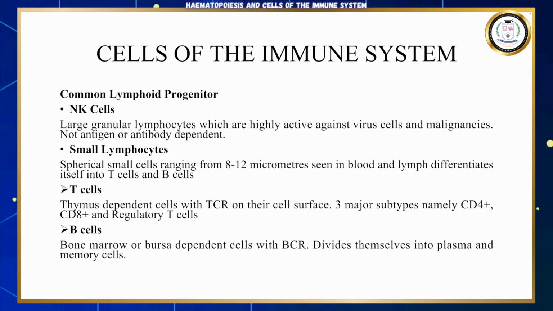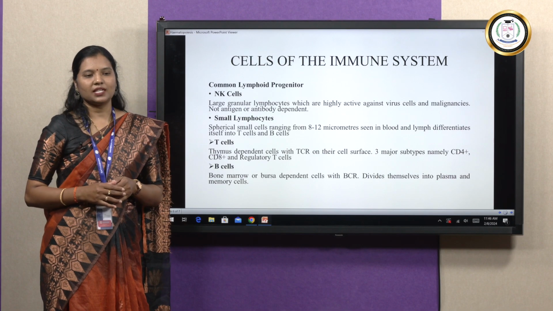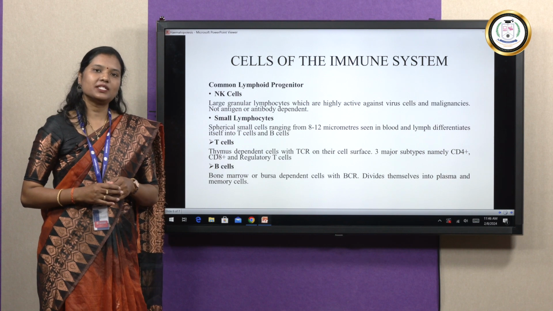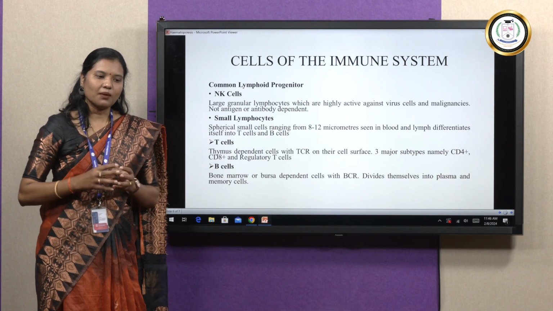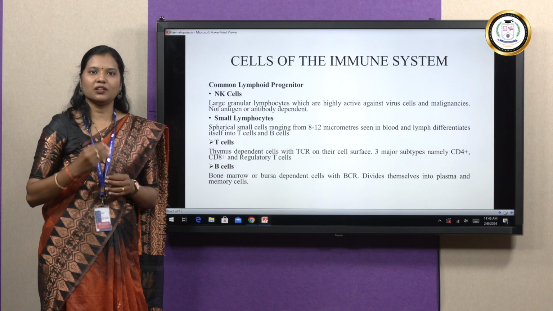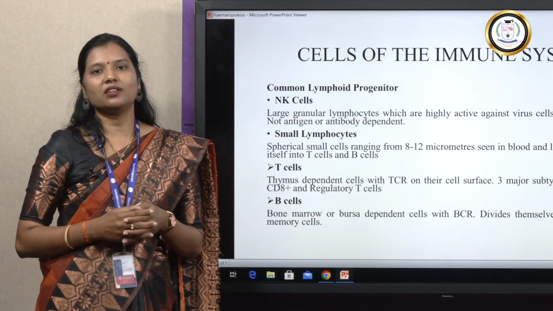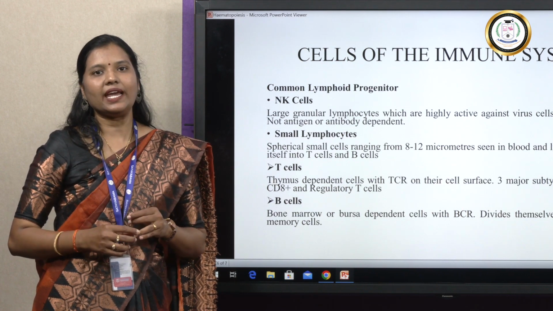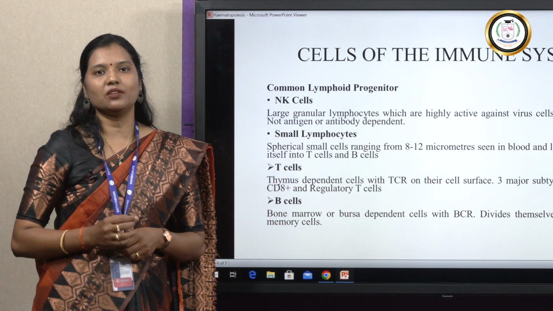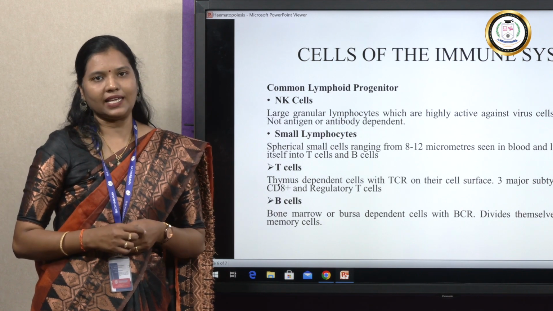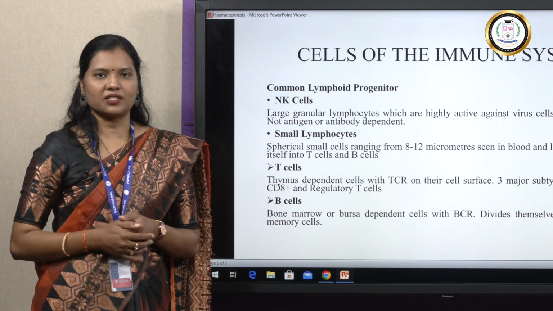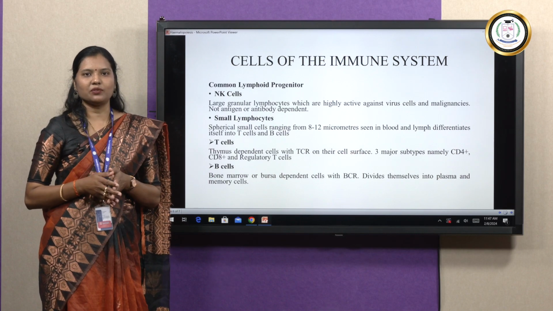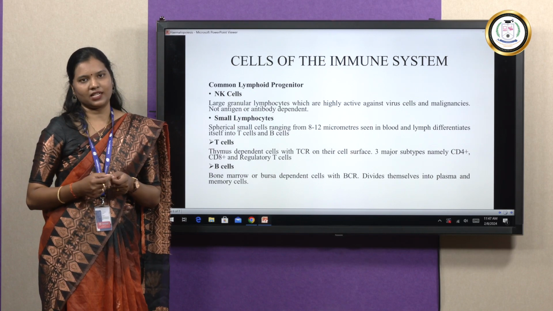Then we are coming to the common lymphoid progenitor. The common lymphoid progenitor includes the NK cells and the small lymphocytes. NK cells are usually termed as natural killer cells, which come under the category of large granular lymphocytes. Usually large granular lymphocytes comprise three sets of cells. One is the NK cell, another one is the ADCC, antibody dependent cellular cytotoxic cells, and the LAK cells, which mean lymphokine activated killer cells. All these three are NK cells only, but they have minor differences in their activity.